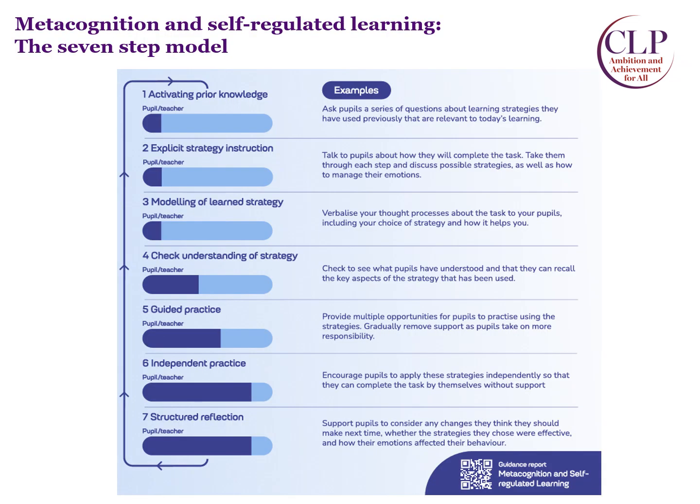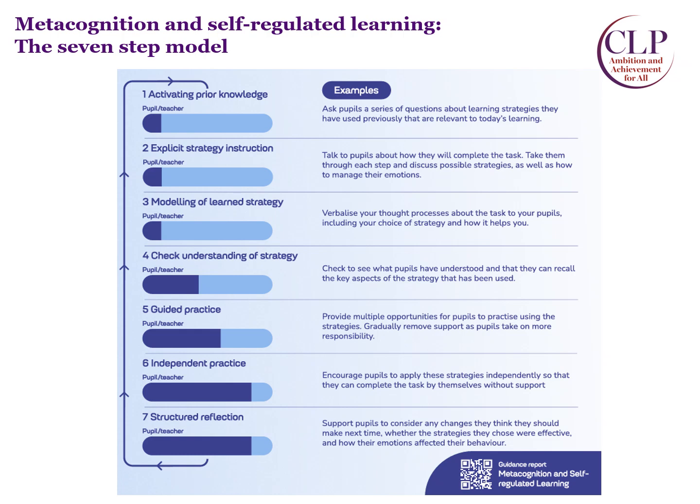The EEF have produced this 7-step model for metacognition and self-regulated learning. Self-regulation here is used to refer to being in control of your own behaviours, your actions, and your emotions. So like the strong learners that we thought about at the beginning who persevered and tried another method when things got tricky rather than opting out.